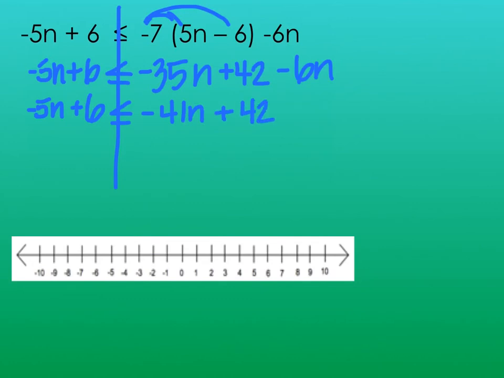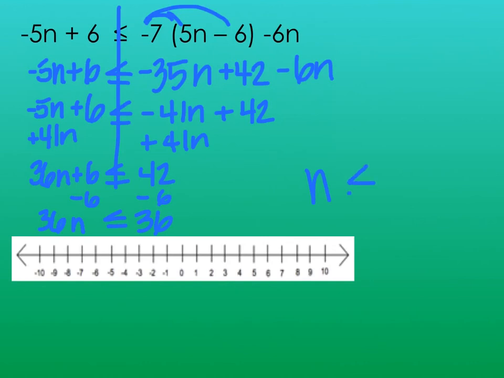I'm going to start by moving this 41. That's going to give me 36n plus 6 is less than or equal to 42. I can subtract 6 from both sides, which will give me 36n is less than or equal to 36. If I divide both sides by 36, I get n is less than or equal to 1.